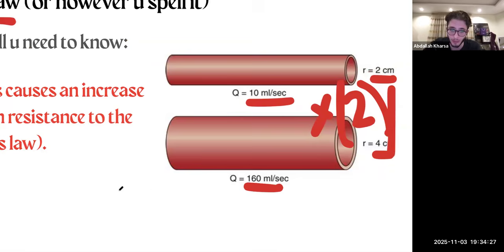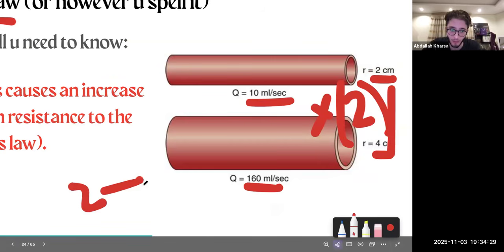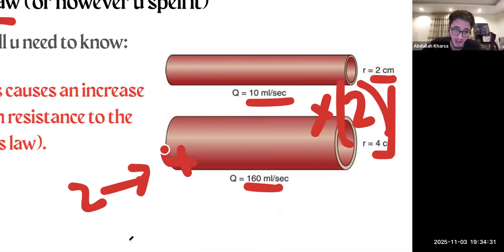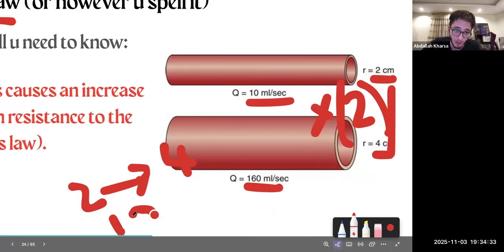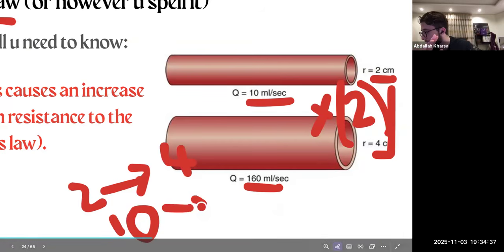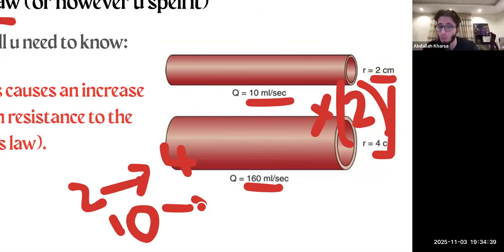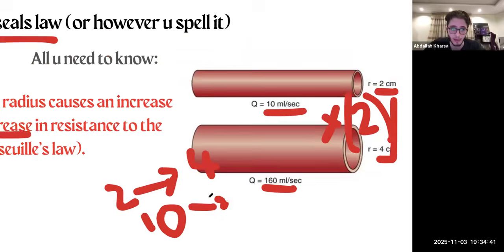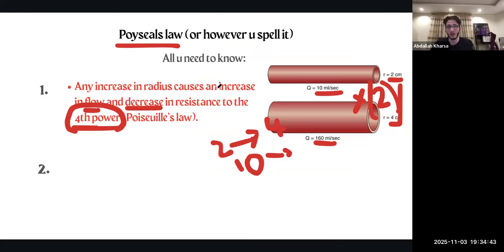It went to 4. The radius was 2, it became 4. The blood flow was 10, it became 10 times 2 to the power of 4. Exactly, so it became 160. 10 times 16. Right. That's the first very, very important principle of Poiseuille's law.